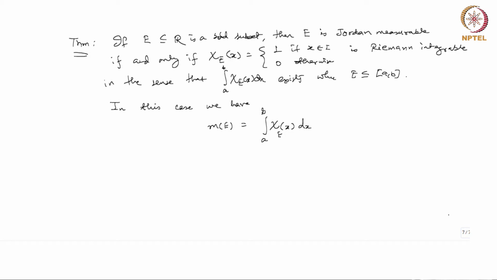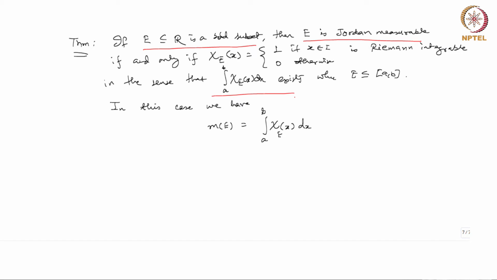Now we return to the theorem that we want to prove, which is stated here. So we considered a bounded subset of R, and the statement of this theorem says that E, this bounded subset E, is Jordan measurable if and only if the indicator function for this set E, chi E, is Riemann integrable, in the sense that this integral exists.